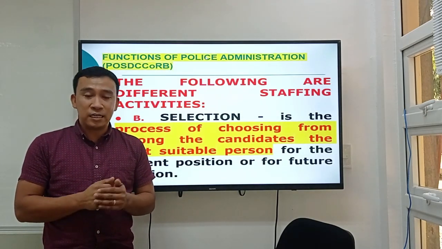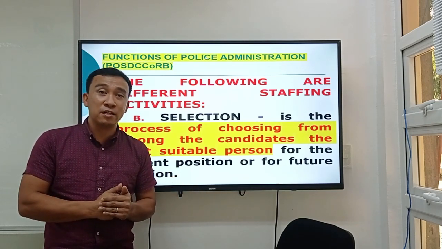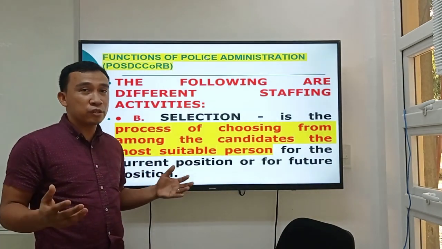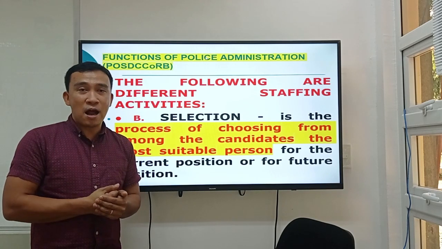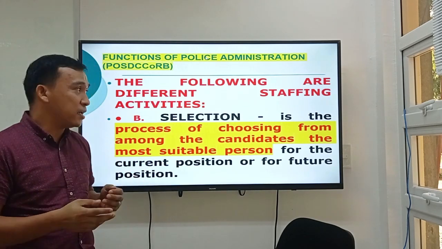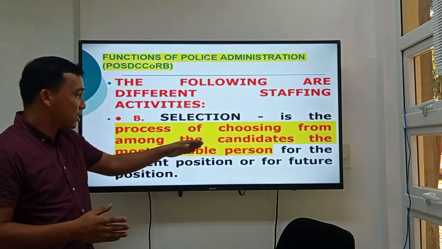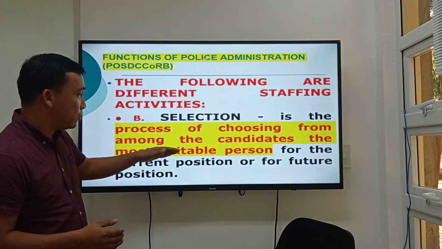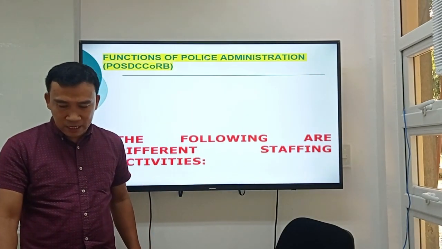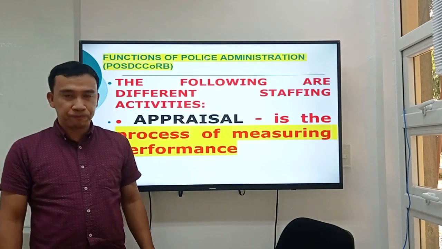Okay? At sa paglipas ng napakaraming mga process at examination, then they will choose who among these 2,000 applicants ang maka-join lamang sa police service. Ang tawag doon ay selection. Okay. Choosing from among the candidates the most suitable person. Okay? Next. Thirdly is the so-called appraisal.